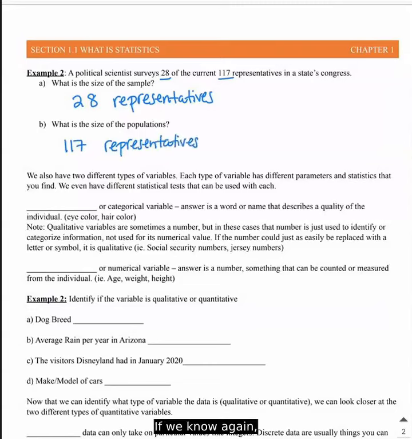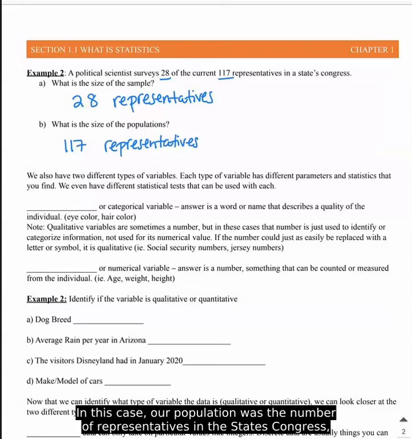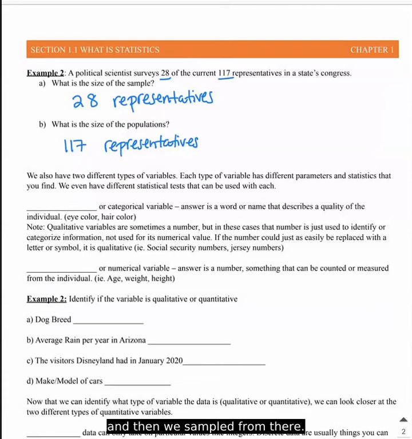And again, a population doesn't have to be huge, it's just based off of what we're looking at. So in this case, our population was the number of representatives in this state's Congress, and then we sampled from there.